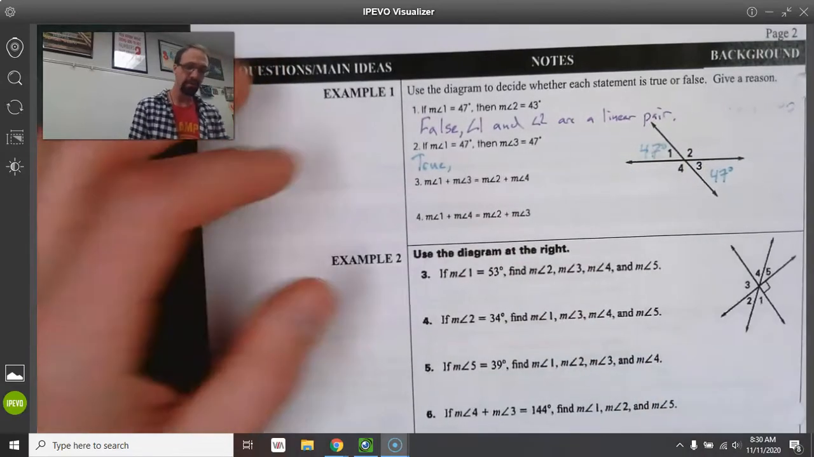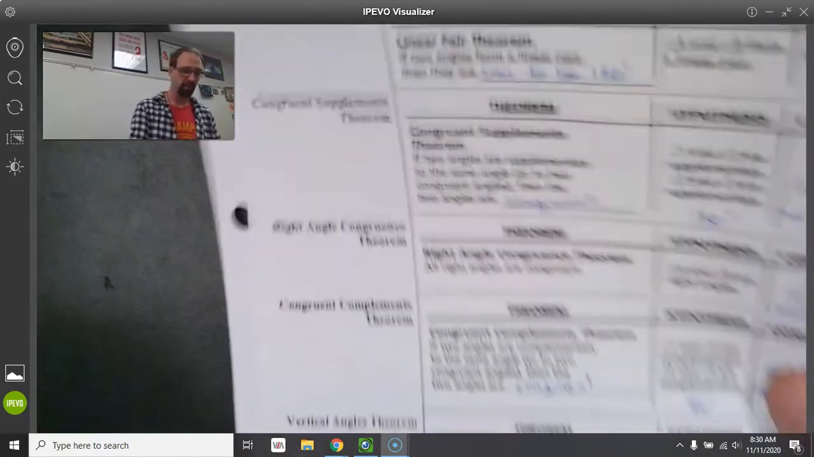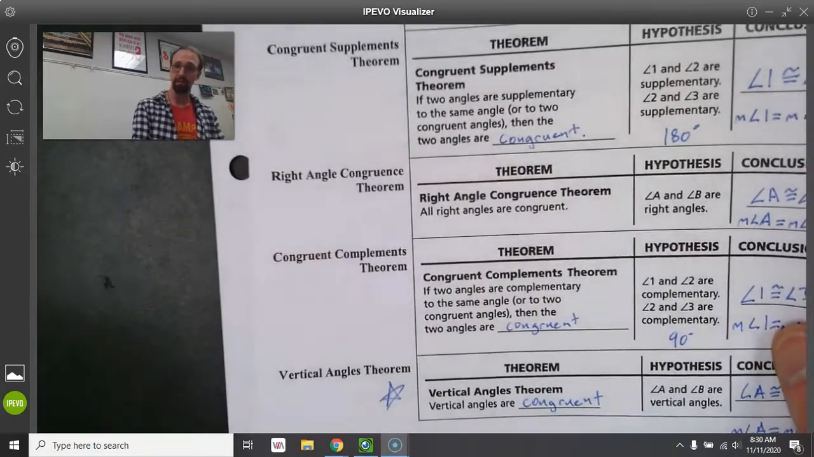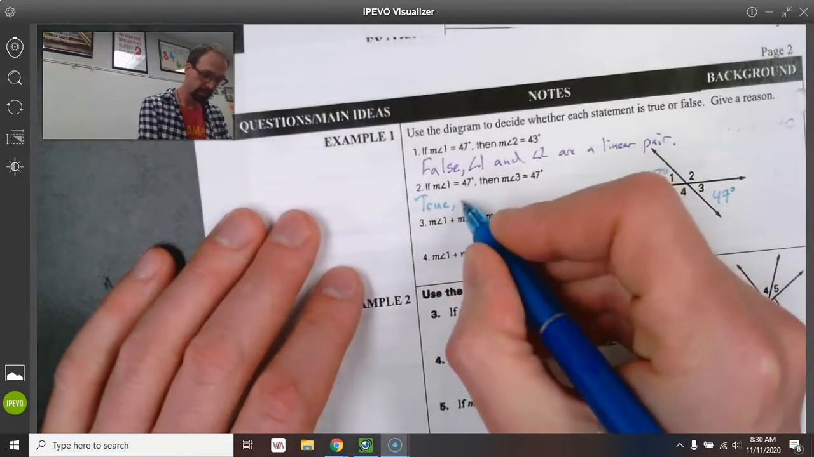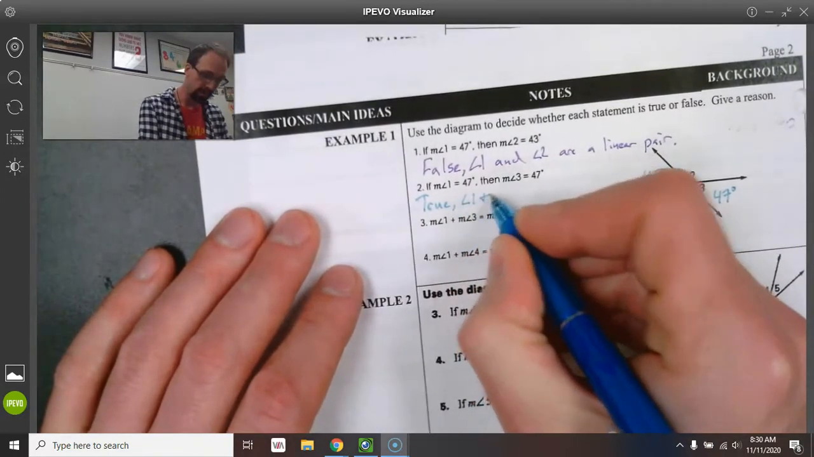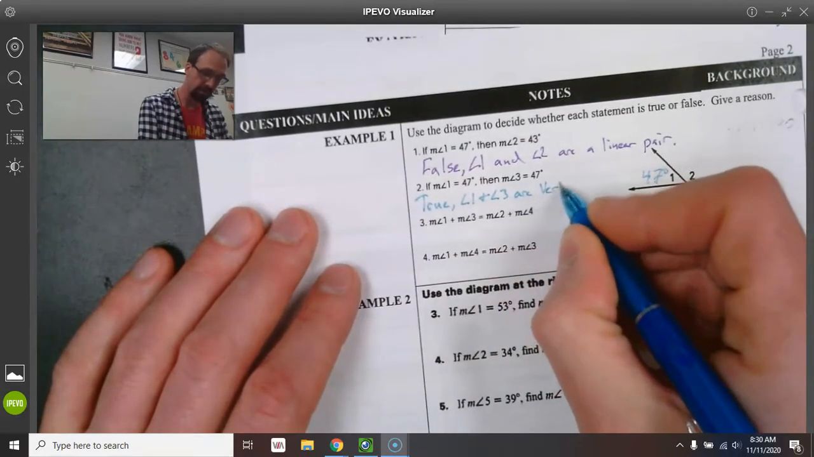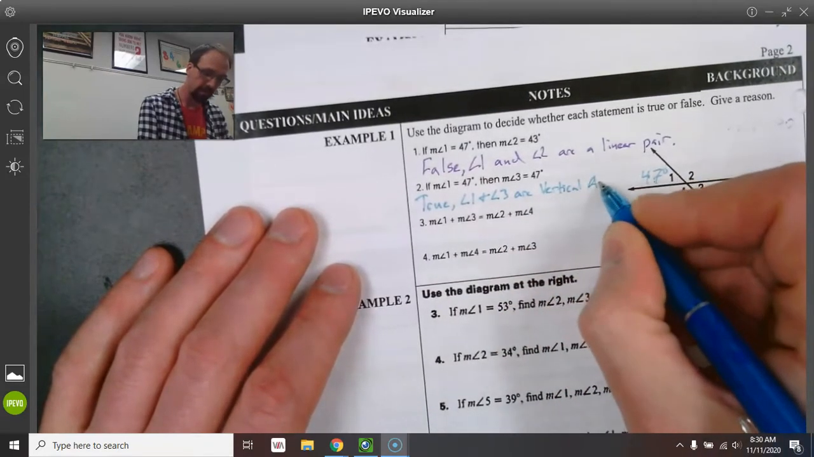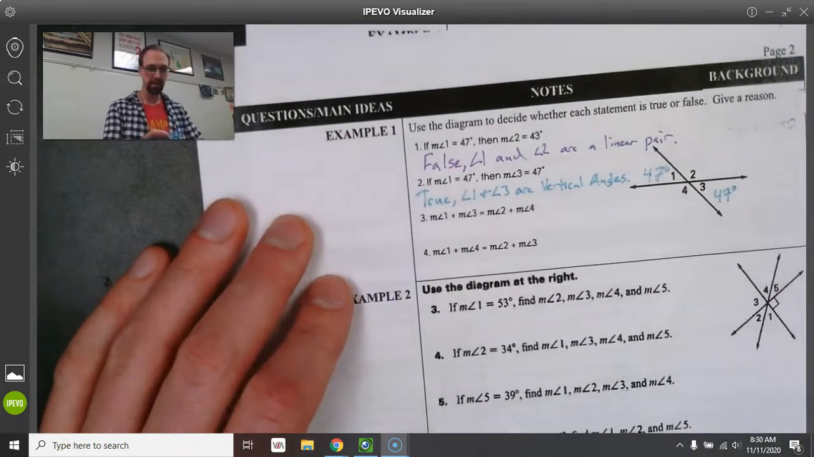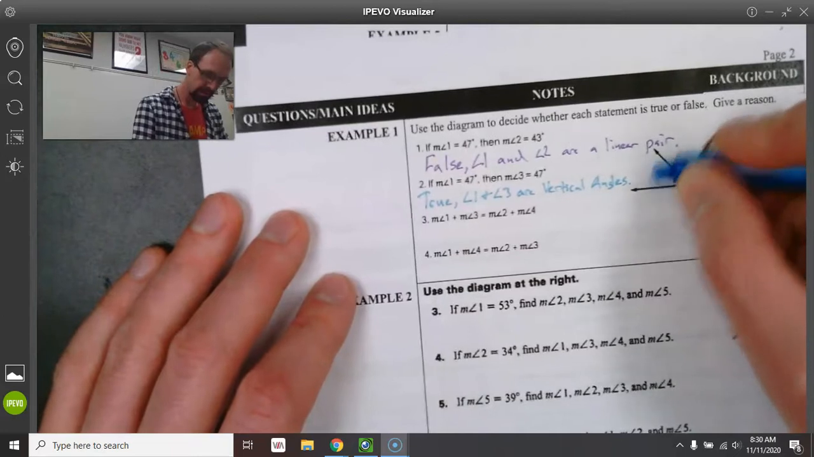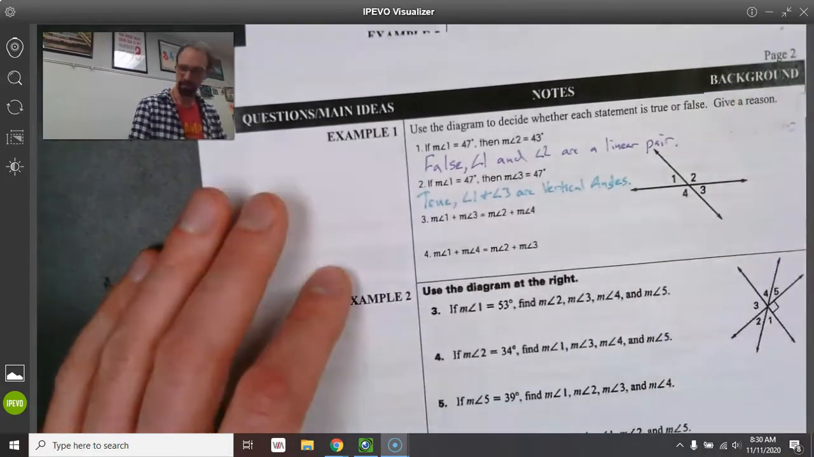And then it wants a reason why. Well, if I go back to my previous page of notes, we talked about the vertical angle theorem, and all vertical angles are congruent. So I know that they're vertical angles. Angle 1 and angle 3 are vertical angles, and vertical angles are congruent. Again, erasing so that I can use a different color for the next one.